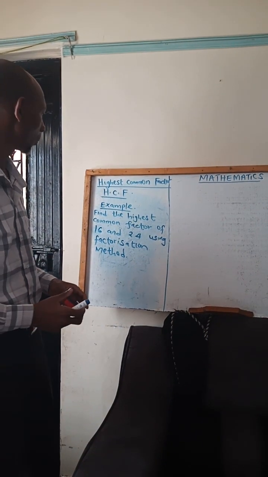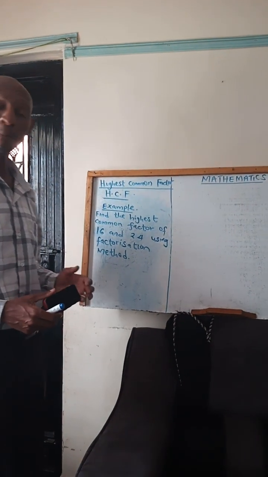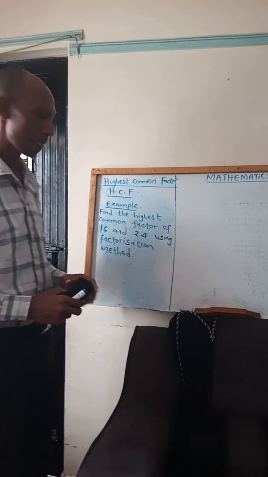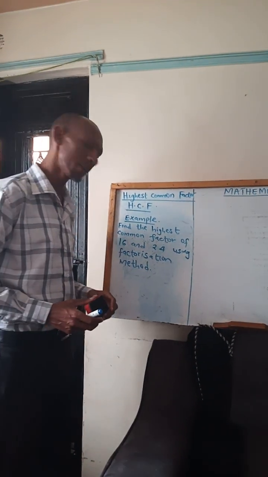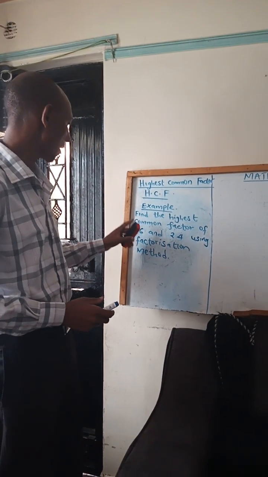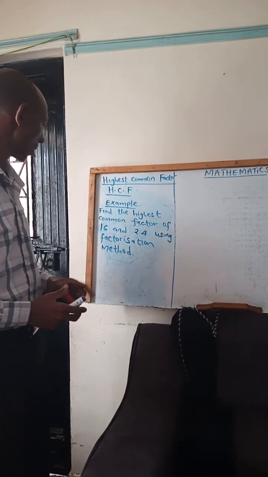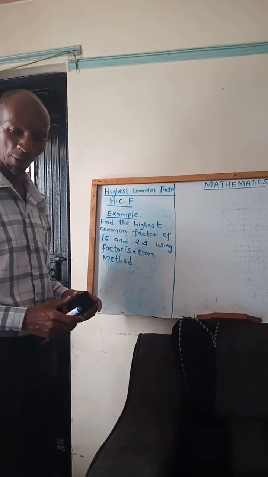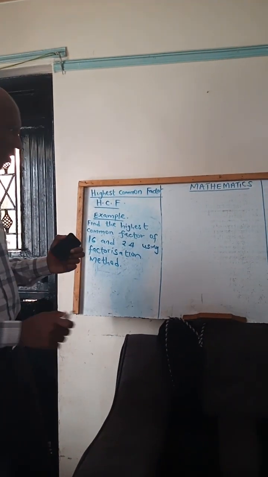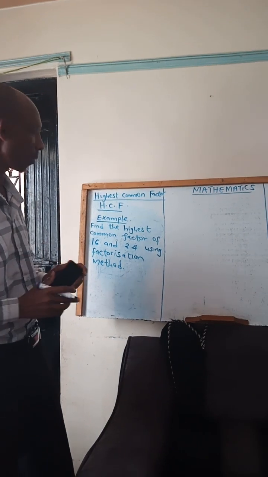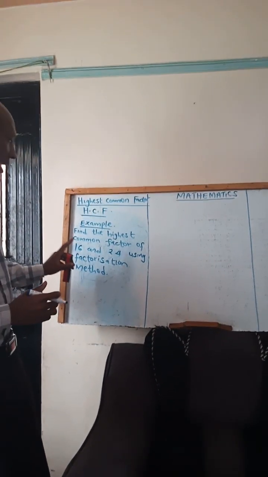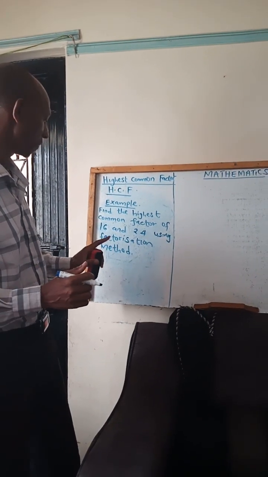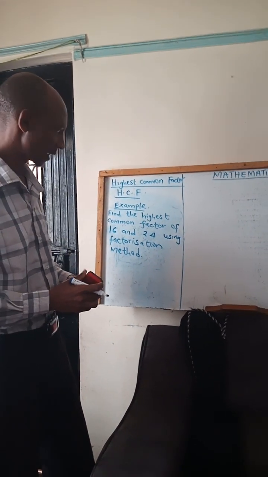In today's lesson, we are going to look at a mathematics problem on highest common factor. Example 1: find the highest common factor of 16 and 24 using the factorization method. As far as the factorization method is concerned, step number 1, you are supposed to look for the factors of 16 and the factors of 24 respectively.